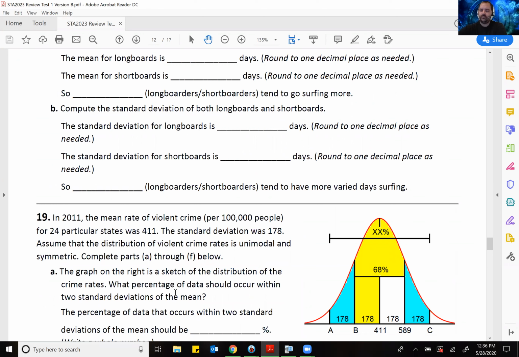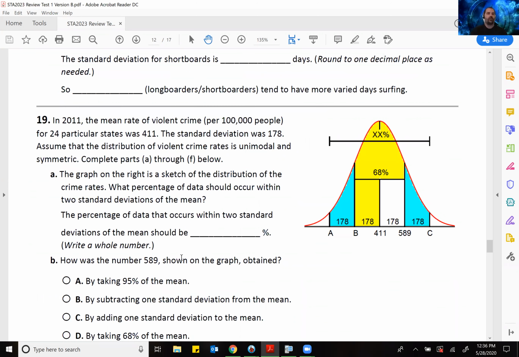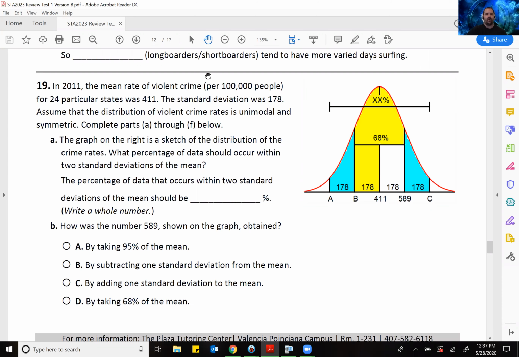All right, 19, moving on. So here we're getting to that empirical rule. Remember the empirical rule of 68, 95, 99.7, or instead of 99.7, our book says nearly all. Okay. So in 2011, the mean rate for violent crimes per 100,000 people for 24 particular states was 411.